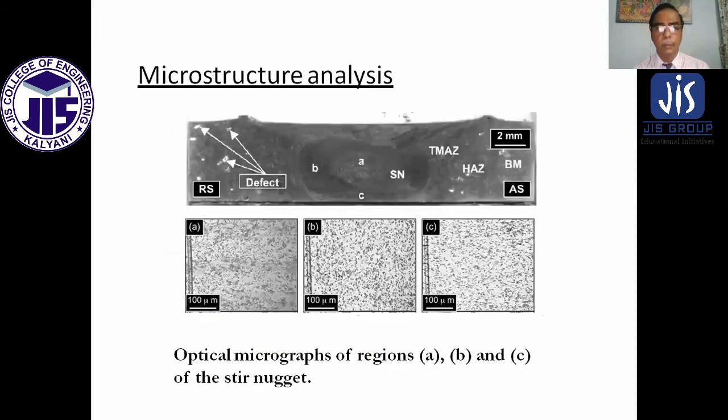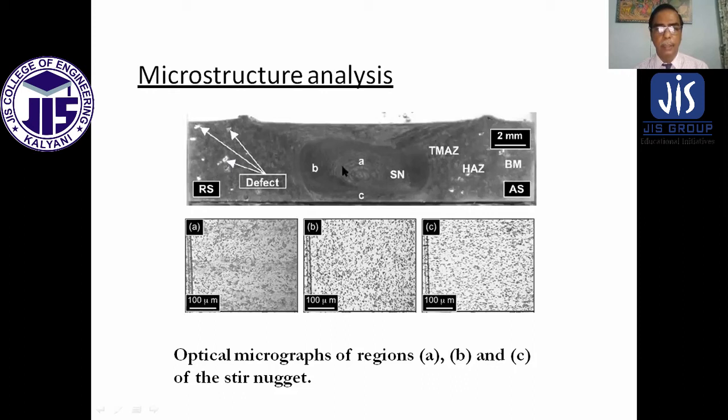Macrostructures: just see A, B, C. These are the defects and voids. Previously we said that due to cold welding, if it is too cold, maybe some voids are created. This is the thermomechanically affected zone. So these are microstructures, the optical micrographs of regions A, B, C.